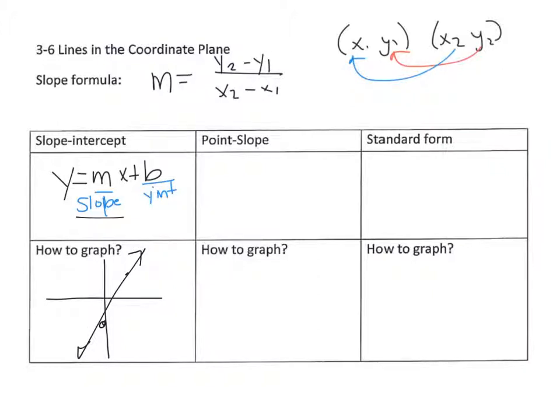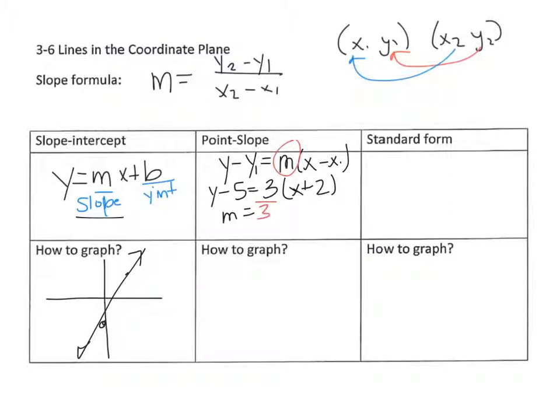Point-slope form is y minus y1 equals m times x minus x1. In point-slope form, you can pull out a point. So if I had y minus 5 equals 3 times x plus 2, my slope would be 3, because that's the number in front of the parentheses. And my point would actually be negative 2, because this is opposite, and positive 5, because it's opposite. These negatives right here mean it's opposite.